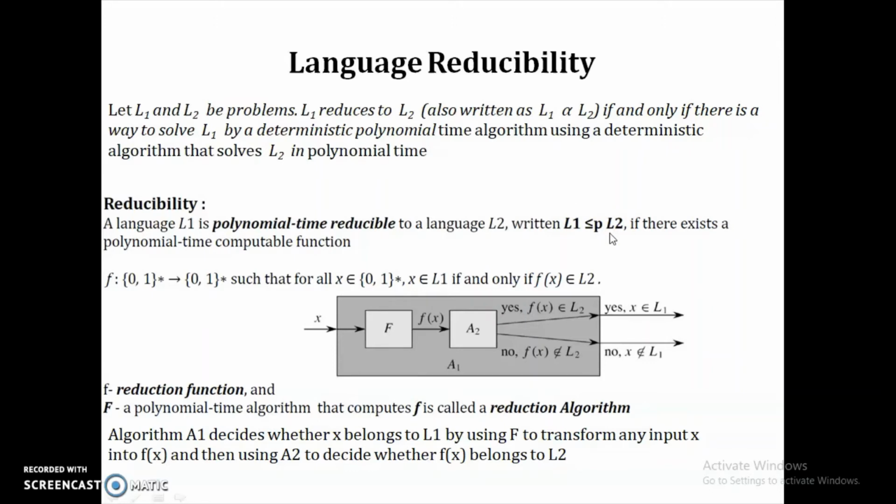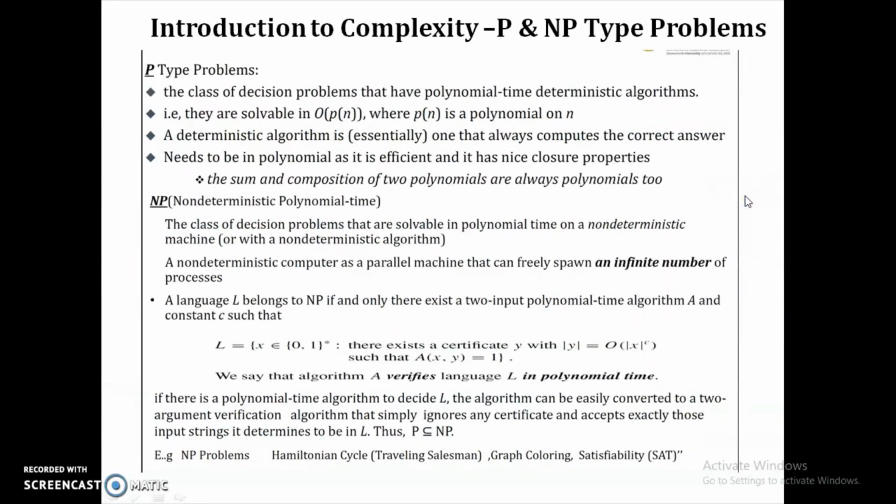So let's see the different complexity types of problems, right? There are 4 types we are going to discuss today. One is the P-type problem. It is a class of decision problems that have a polynomial time deterministic algorithm. So 3 things we have to check. The first is that the problem nature is a decision problem, then the type of algorithm is deterministic, and then the running time. If its running time is polynomial, then you can say this is a P-type problem.